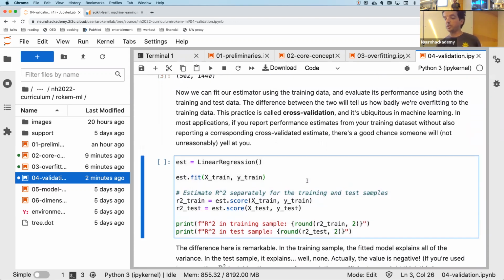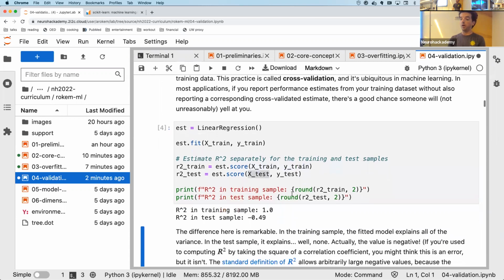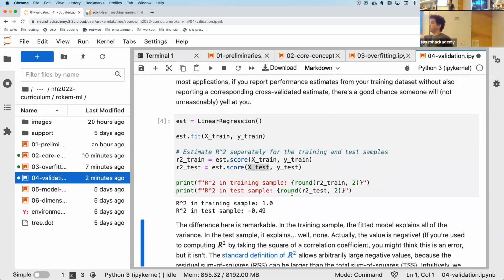Okay, so here's the procedure. This is a full cross-validation procedure. We create our estimator, the linear regression, we fit it, and then we can score it with xtrain, ytrain. That's the training set R squared. And we can also score it by giving it the other data. It's been fit to the training data, and now we're giving it the other data to score. Remember, here we're giving it all the features, and like before, we got an R squared of 1, which means fully predictive. But look, in the test sample, it's just terrible.